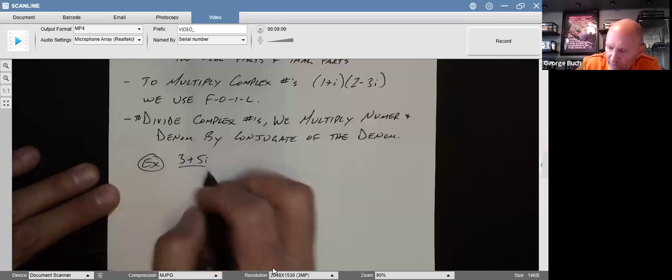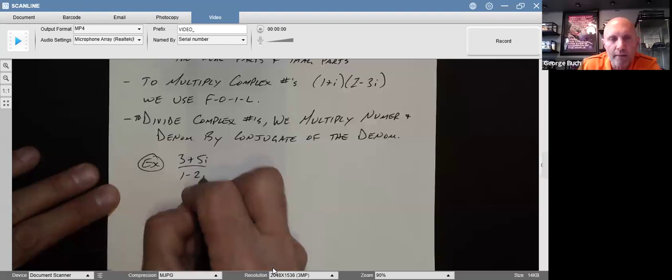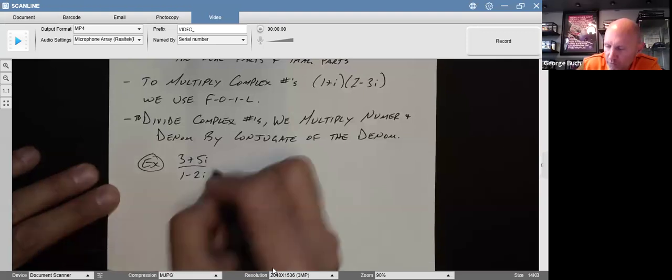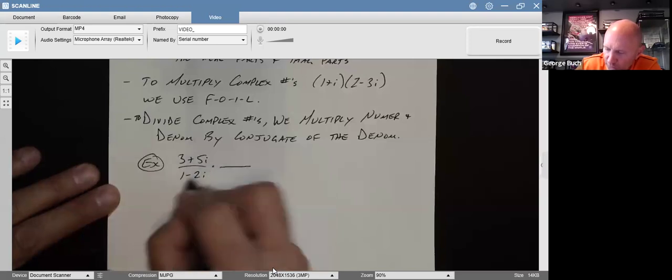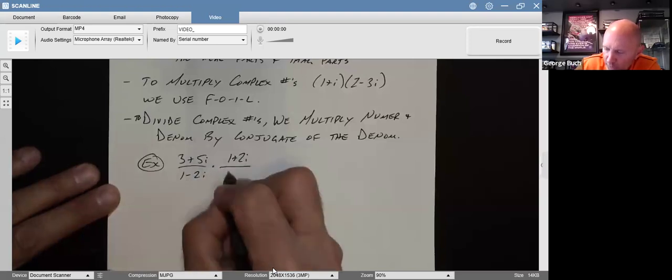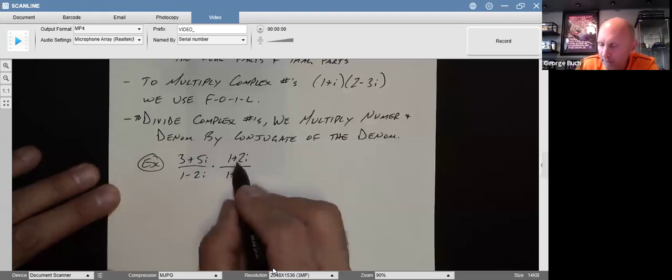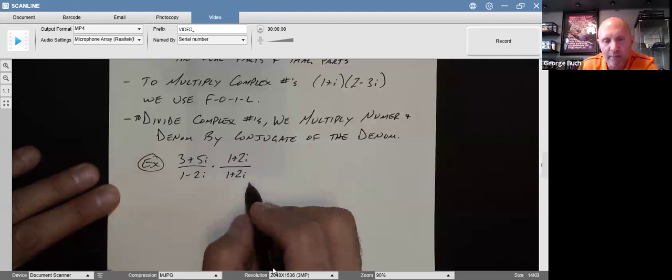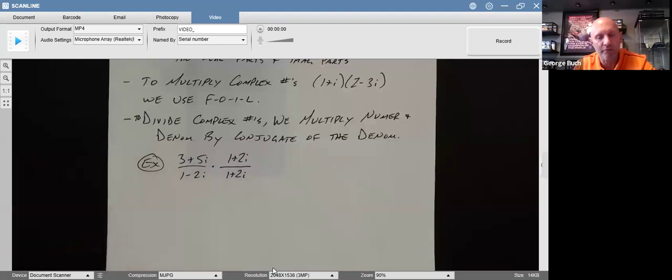But what if we have 3 plus 5i over 1 minus 2i? Well, what we would do is multiply by the conjugate of the denominator, so 1 plus 2i, 1 plus 2i. Have to FOIL the numerators, FOIL the denominators. When I FOIL the denominators, the i piece will be gone. And then I can write this in a plus bi form.